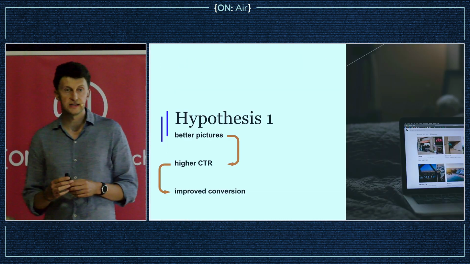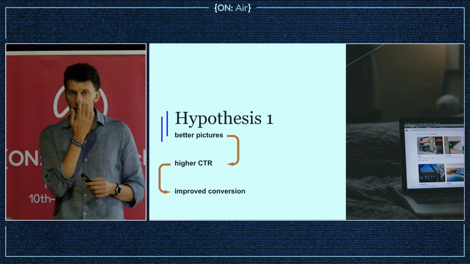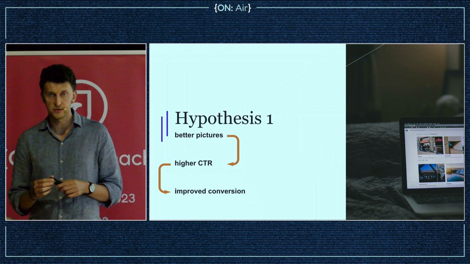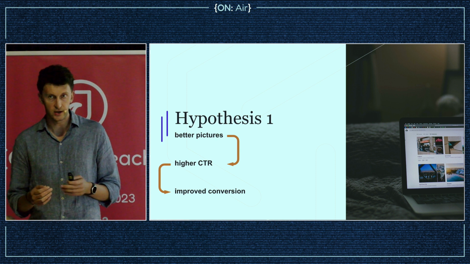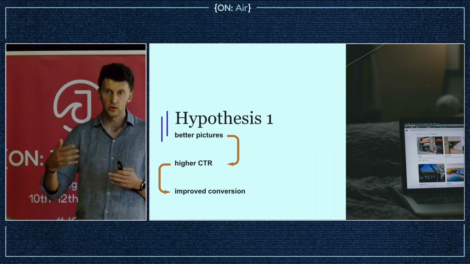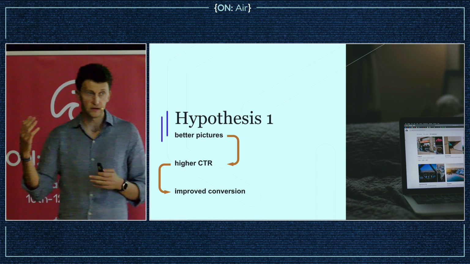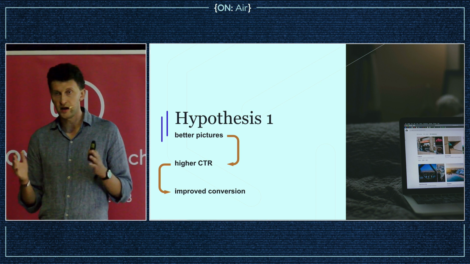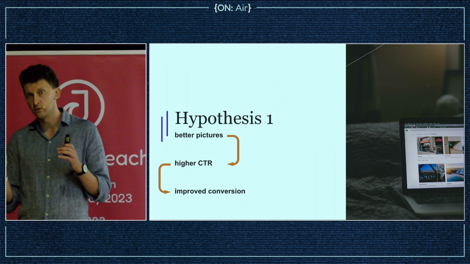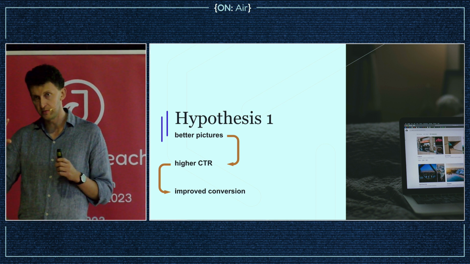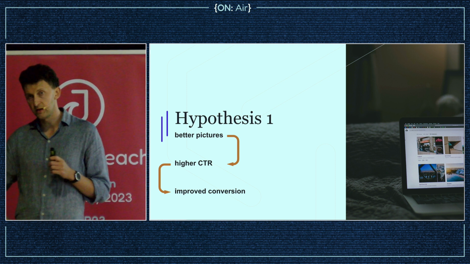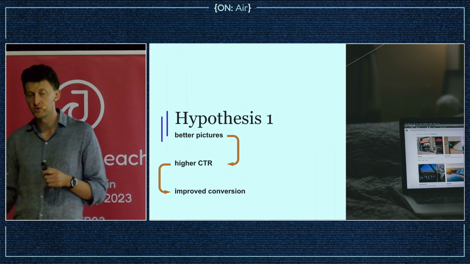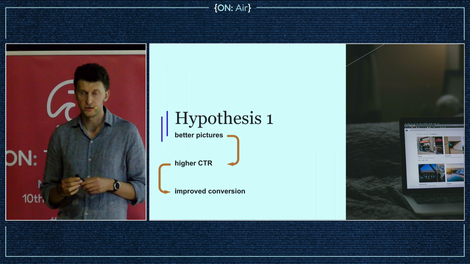And hypothesis number one was about the photo selection. So the startup is doing vacation rental. If you go to their website, you can search for a summer house. You can find a summer house you are interested in, and you can book it. And the hypothesis says that if you select the best picture as the main picture, then it will likely drive the click-through rate, and then it should transfer into conversion.